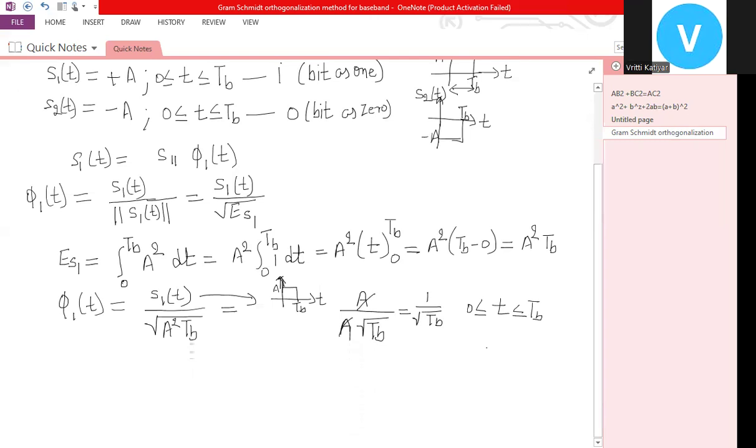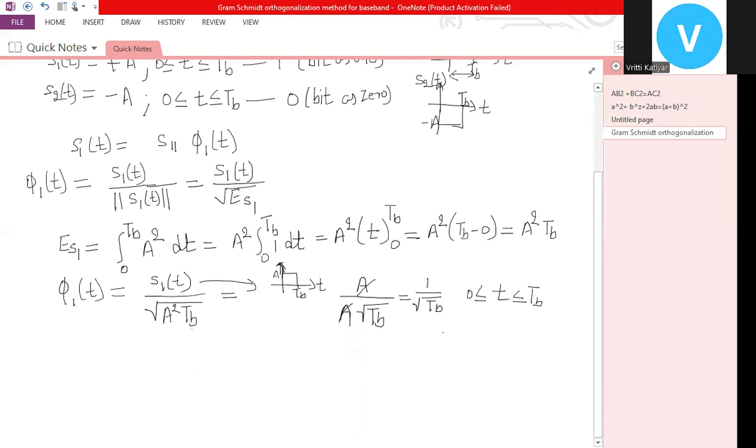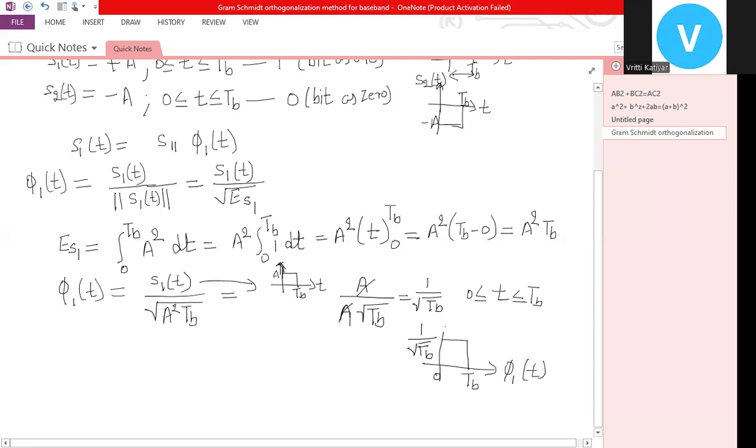Now, if we draw the diagram for phi1(t), the orthonormal basis function phi1 can be drawn with magnitude 1 by root TB, and the duration is the same as the signal S1. This is the graphical representation of the orthonormal basis function phi1(t), and it is with respect to t.